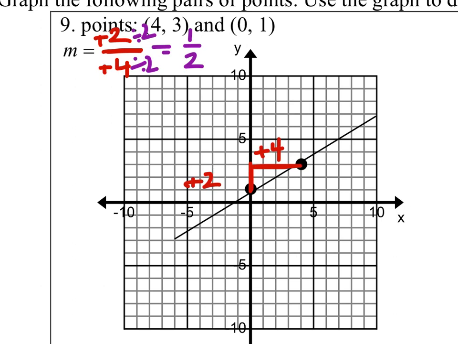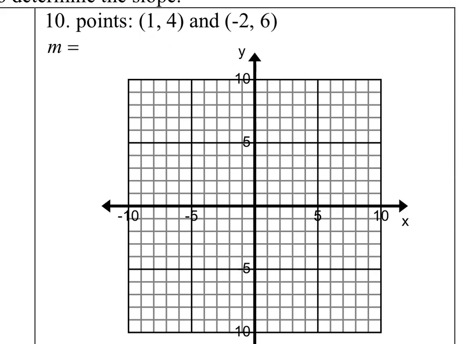Now we can see that it's 1/2 as well if we just went up 1, to the right 2, up 1, to the right 2. See how it hits that point right there, 2, 2.